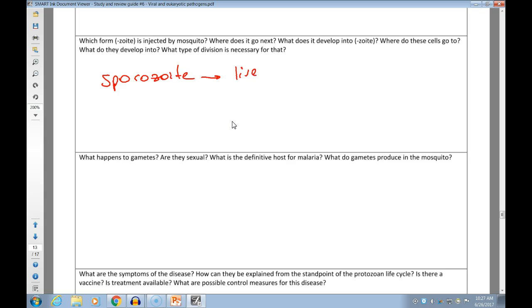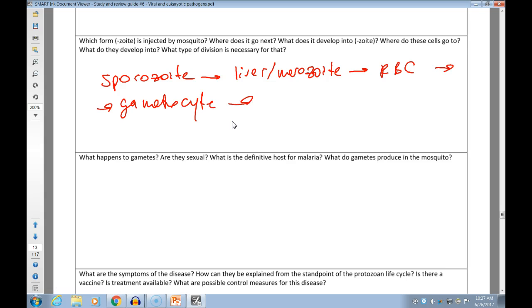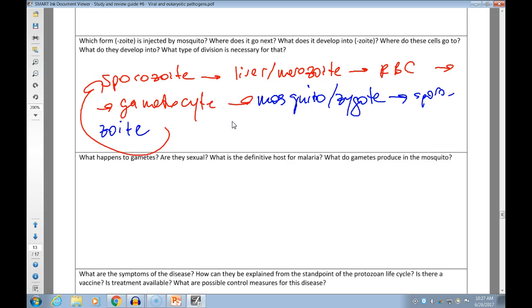Sporozoite, liver, merozoite, red blood cell, gametocyte, mosquito, zygote, sporozoite. That's kind of a flowchart life cycle. That's the depth that you have to know.